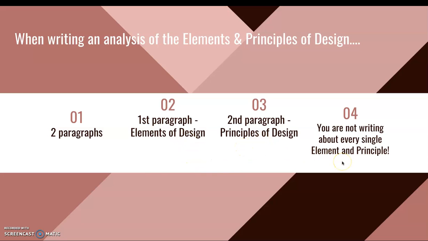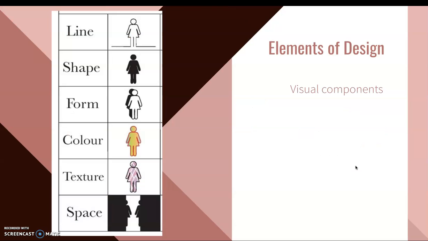And keep in mind, you're not writing about every single element and principle. I let you choose. Sometimes I will identify specific elements or principles that I'd like you to write about because they're very evident in the artwork. But most times I ask you to choose. So the elements of design are the visual components of an artwork: line, shape, form, color, texture, and space. Shape is 2-dimensional, form is 3-dimensional.